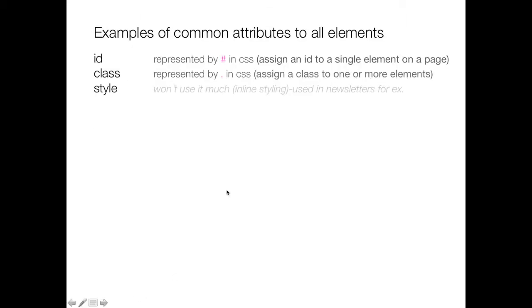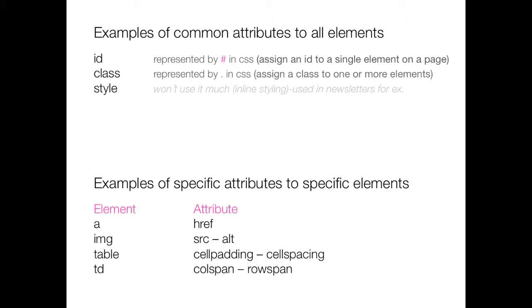Examples of common attributes to all elements. ID, class, and style are common attributes to all elements. ID is represented by a # in CSS, and we assign an ID to a single element on a page. Class is represented by a dot in CSS, and we assign a class to one or more elements. And we won't be using the style attribute too much because it's used for inline styling such as newsletters and so forth, which we won't cover in this class.